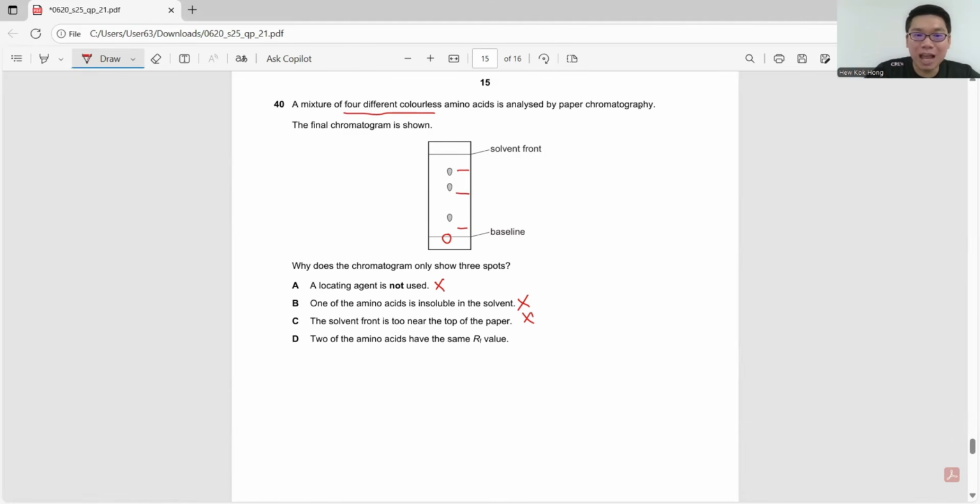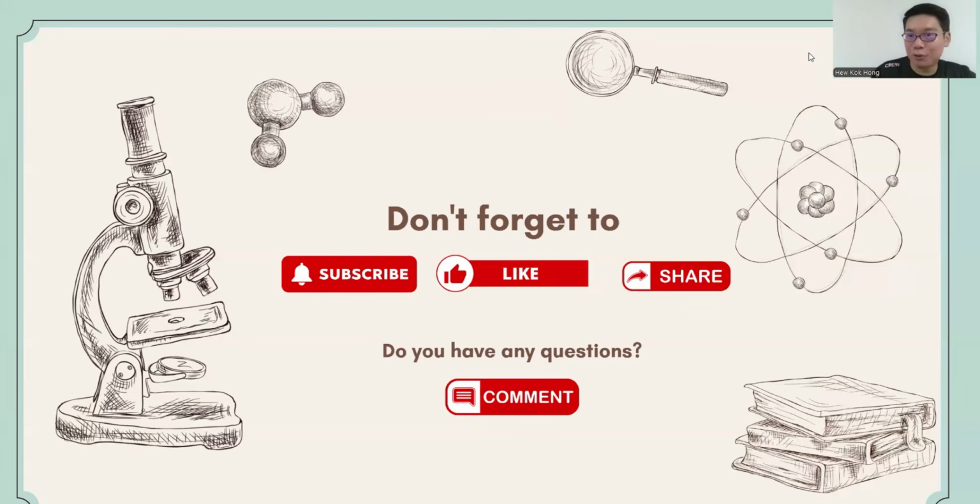D, they say 2 of the amino acids have the same Rf value. Yes, so that's why they are in the same position, and that's why you can only see 3 different spots. The answer is D. So this is the end of today's session.